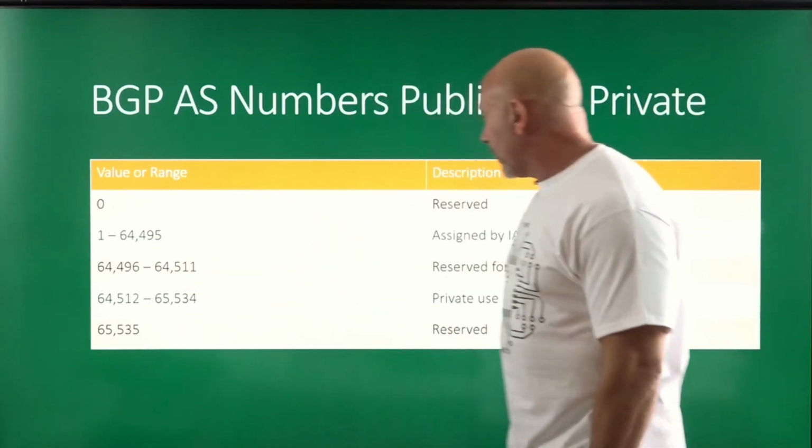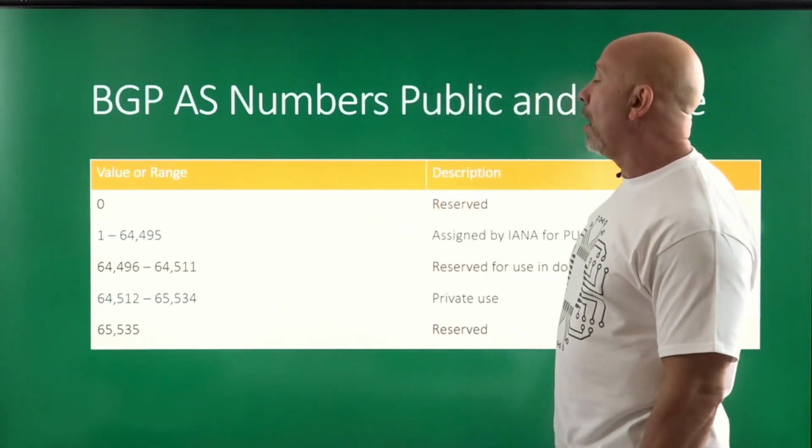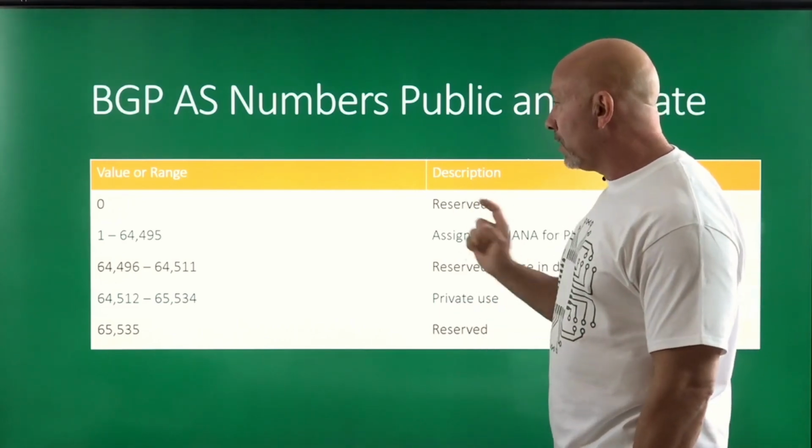Public, private. The two white rows there, public and private. You need to be aware of those. You need to be aware of these.